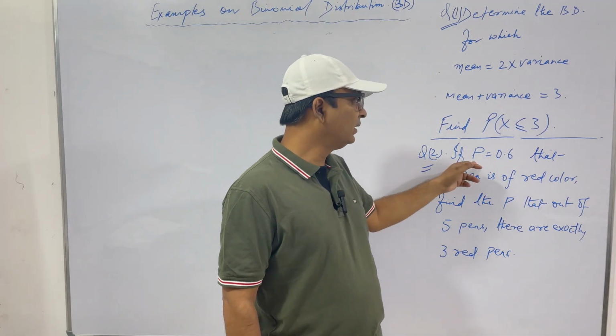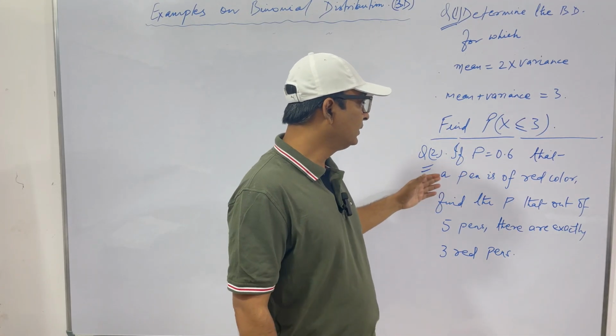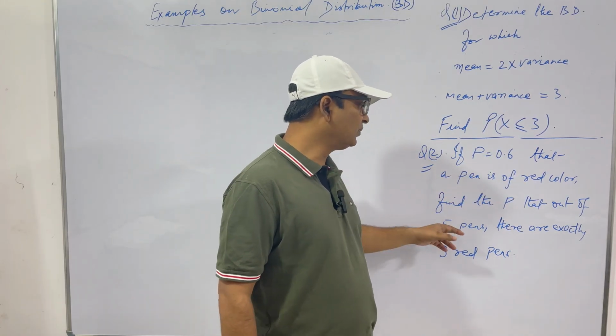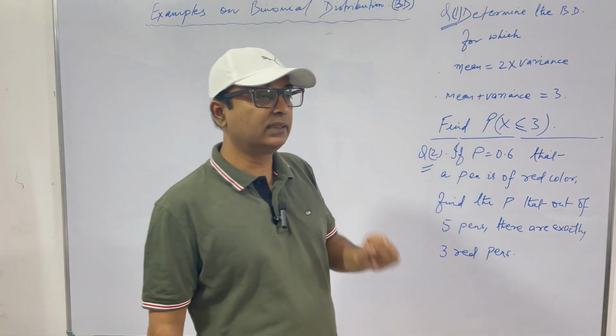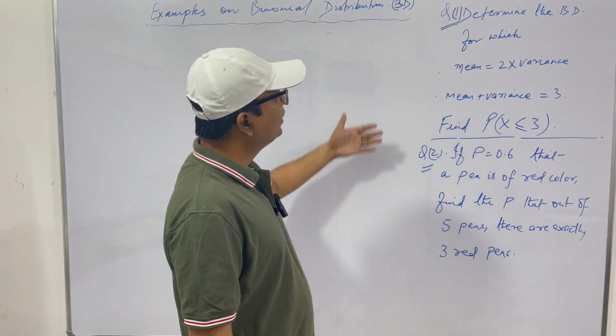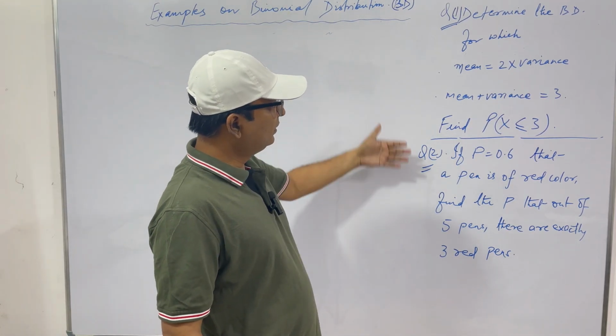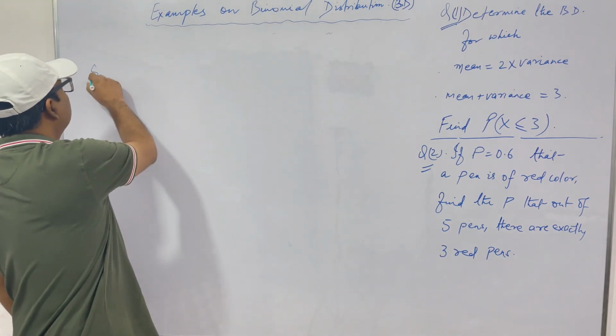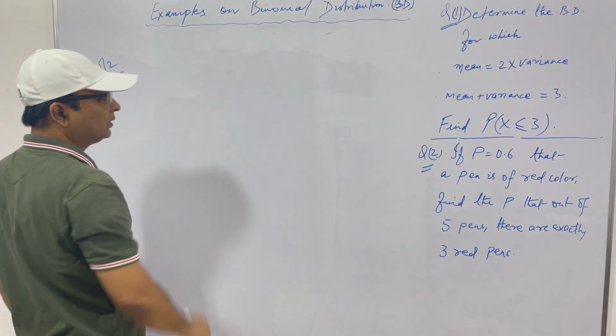Second question is, if p is equal to 0.6 that a pen is of red color, find the probability that out of 5 pens there are exactly 3 red pens. So this is based on the binomial theorem. This question is a bit smaller, so let's start with question number 2.